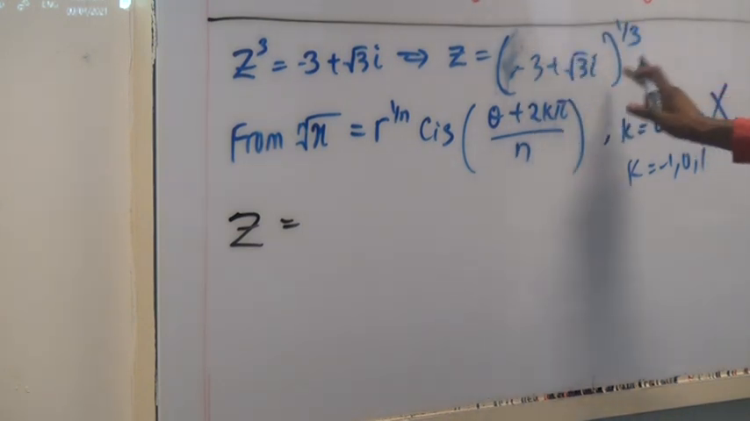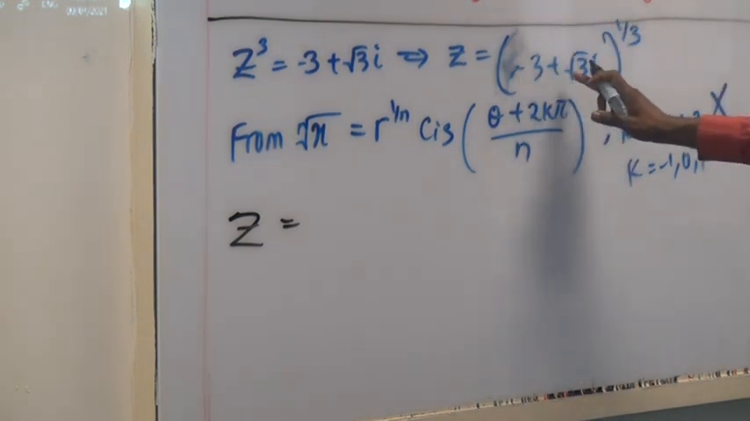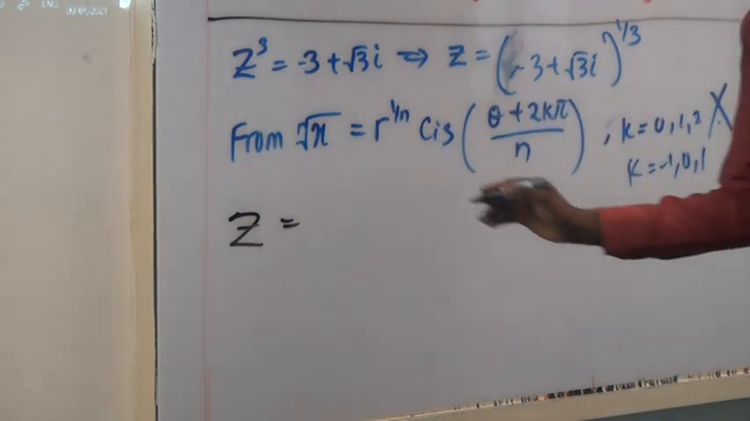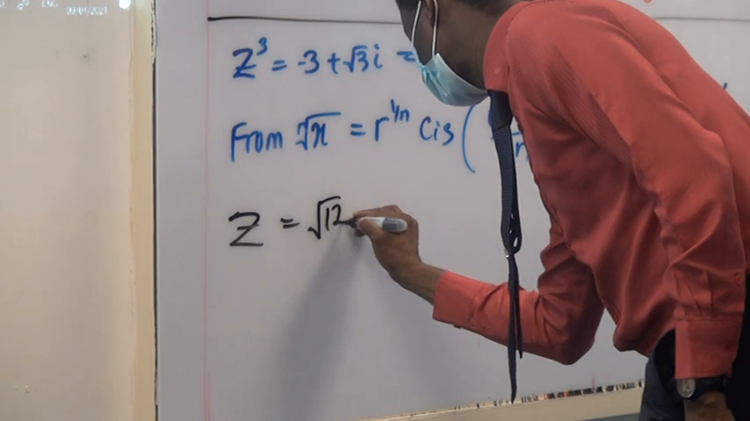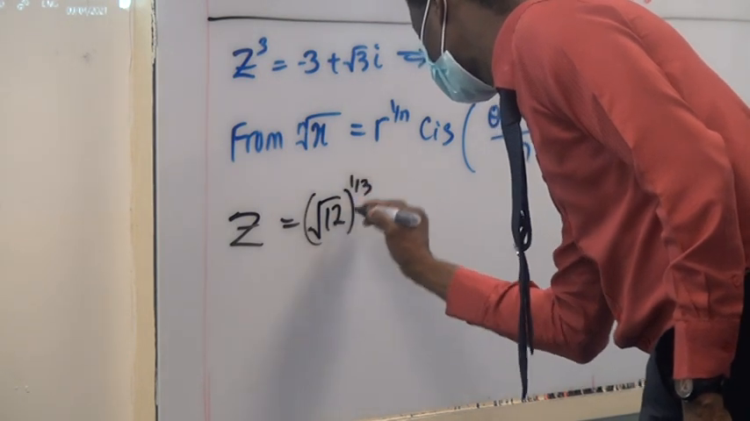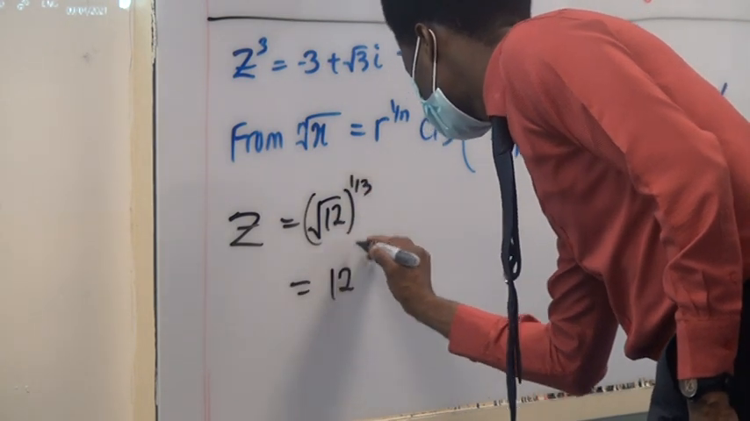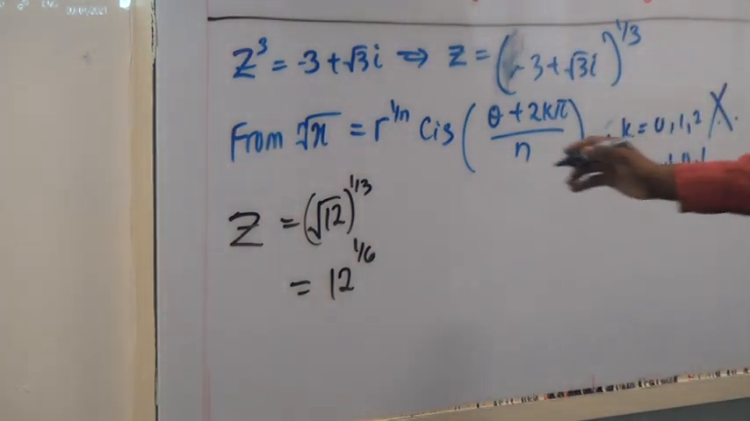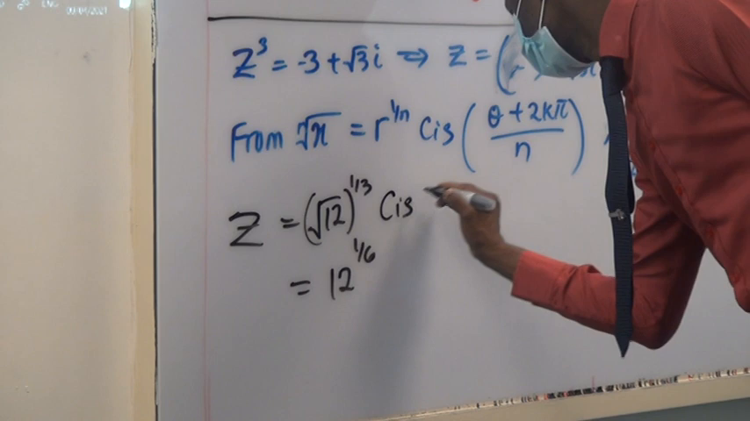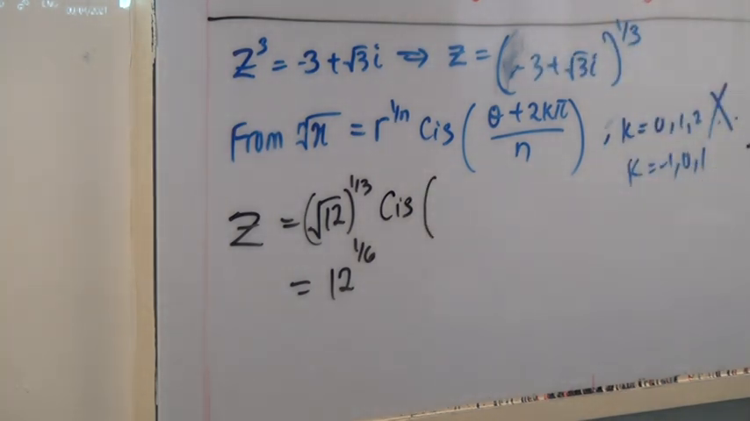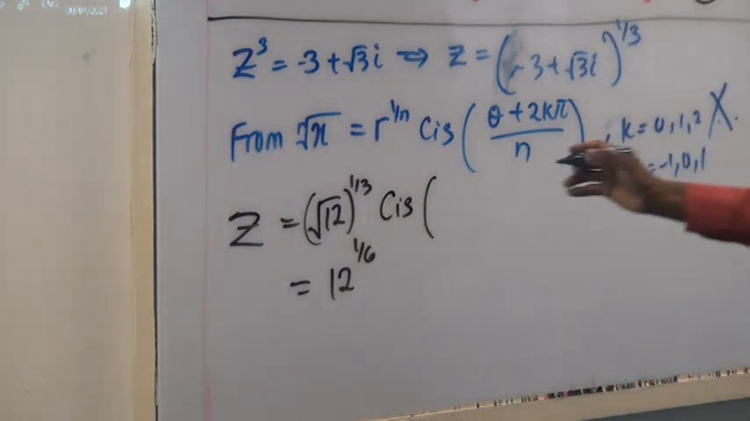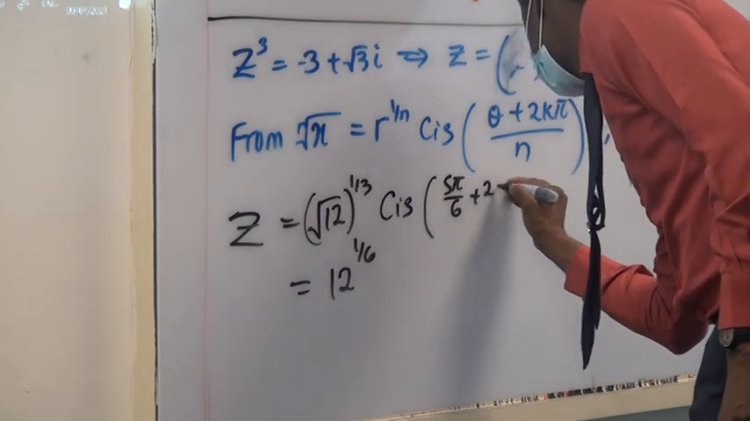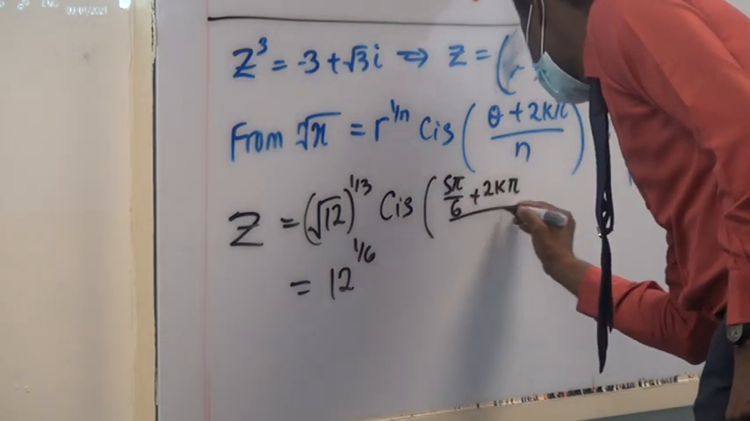The cube root of this complex number is given by the modulus of this complex number to the power 1 over 3. So this time around we have root 12. I'll keep it as root 12 raised to the power 1 over 3, which I will later write as raised to the power 1 over 6. Does everybody understand why? Then you have CIS of theta, 5 pi over 6 plus 2k pi, divided by 3.